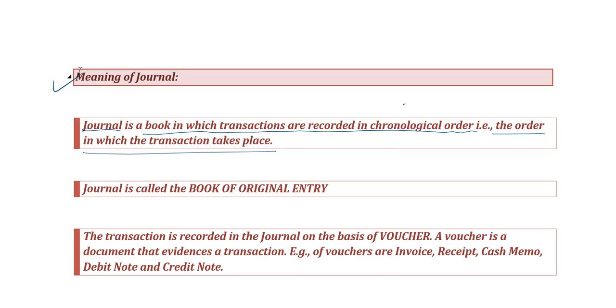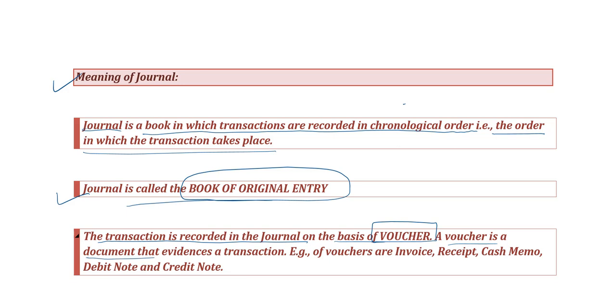Now, since the transaction is first recorded in the journal, it is called Book of Original Entry. So, journal is called the Book of Original Entry. How do we record the transaction in the journal? The transaction is recorded in the journal on the basis of voucher. What is voucher? A voucher is a document that evidences a transaction.